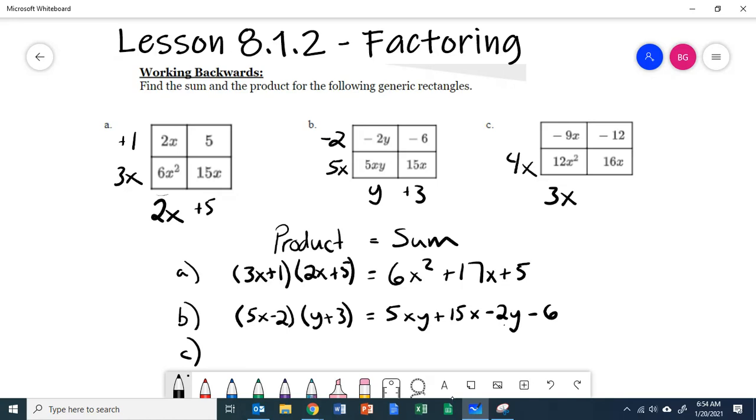4x times what is 16x? Well, 4 times 4 is 16, and it's positive, so I'm going to put a plus 4. You don't need an x then to get 16x, so we just need that plus 4.